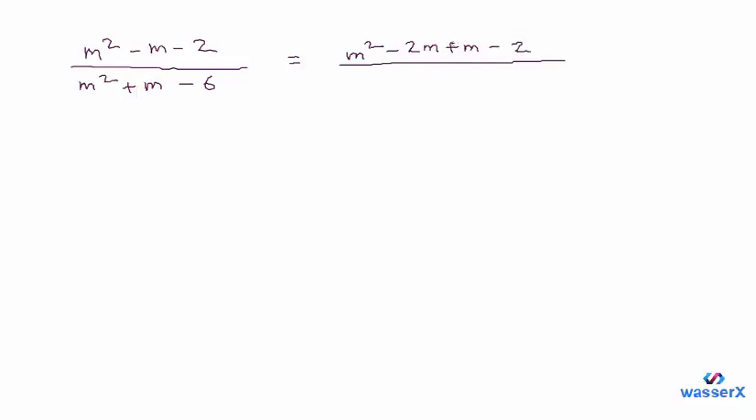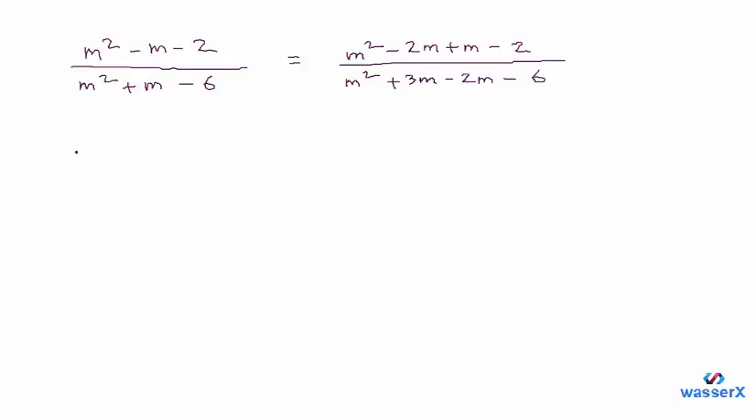Now negative 2 times positive 1 is negative 2, and negative 2m plus m is negative m. So we are not changing anything in this expression, we are just rewriting it. We are splitting up the term in m so that we could pair them up and factorize. Okay, on the bottom we have m squared. Now we need two numbers that add up to positive 1 and that multiply to give us negative 6, and the numbers are going to be positive 3 and negative 2. So we have plus 3m minus 2m minus 6. And 3m minus 2m is m, and 3 times negative 2 is negative 6.